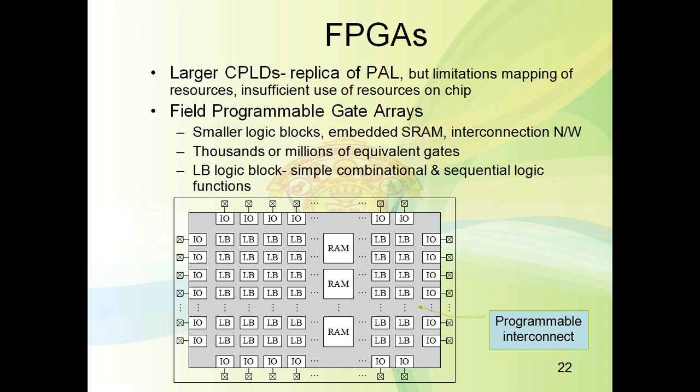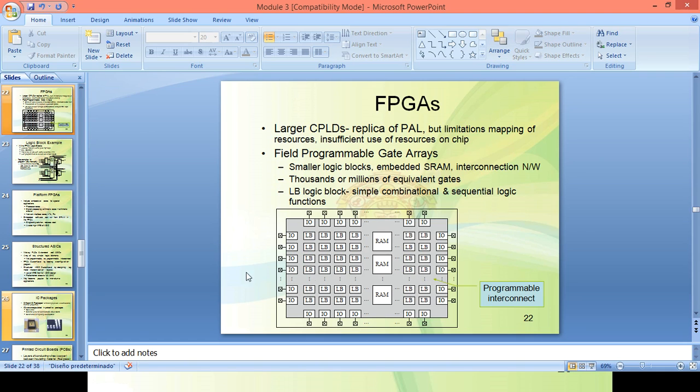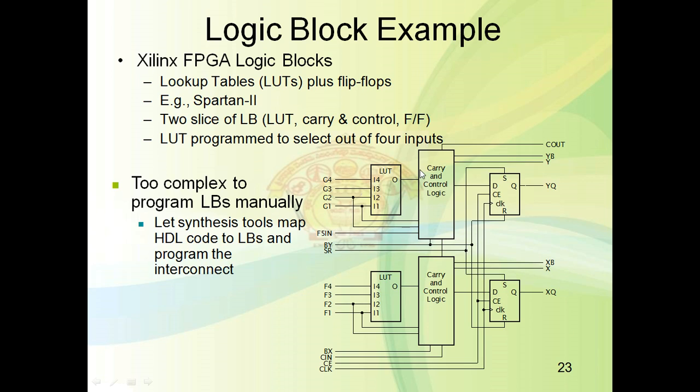Now, this is the logic block. What are the contents of the logic block? We can see the contents of the logic block. Here is one example of a logic block, an example of a Xilinx FPGA, whose name is Spartan 2. This is the internal structure of the logic block.